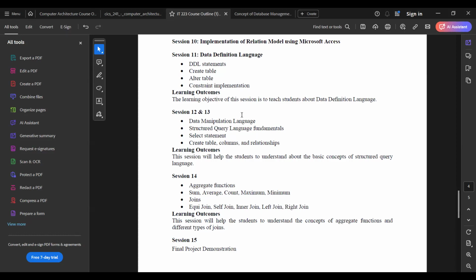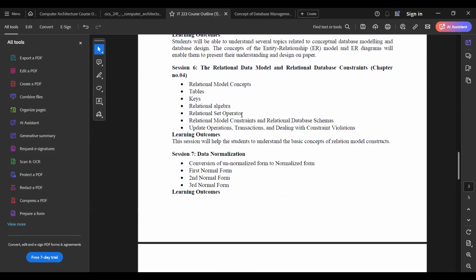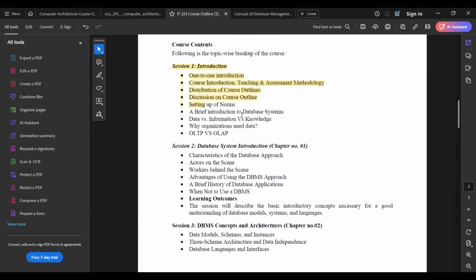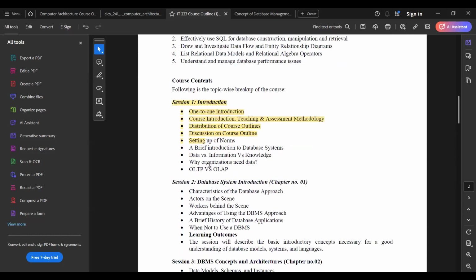So next week we'll continue from here: data, information, and then knowledge. We'll continue from here, and then we'll end here. When do you use database management systems? We'll do all of that. So I'll see you next week.